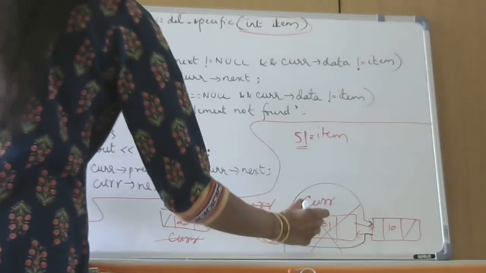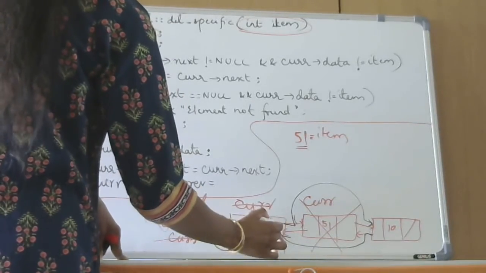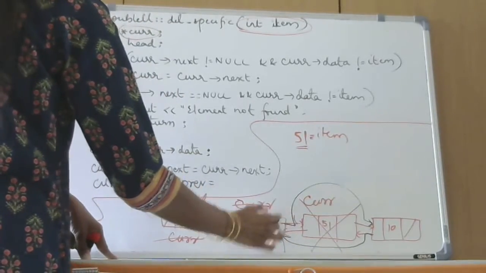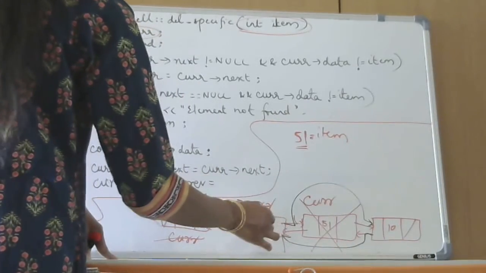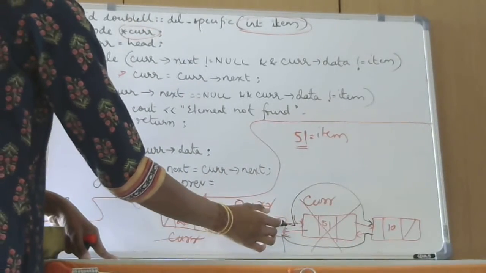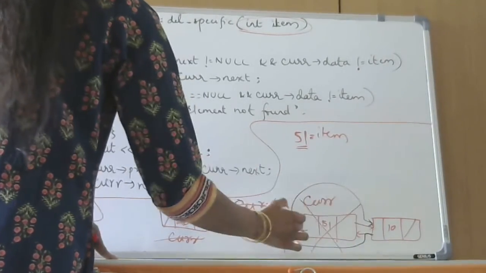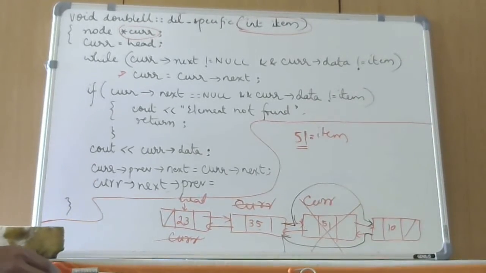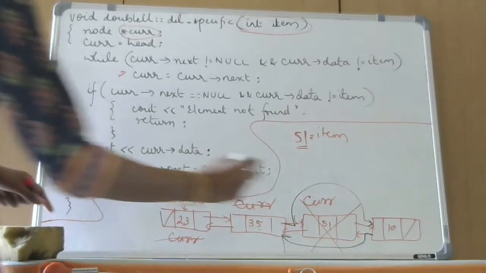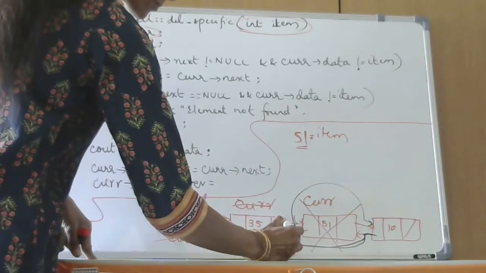I said two links you have to change. This is current of previous of next. That should go to current of next. This is my current. Current of previous is what? 35. Next of 35 should go to current of next. Current of next is pointing where? 10. So this should go to 10. Next, current of next of previous. This link, previous of 10, that should come where? It should come to 35.